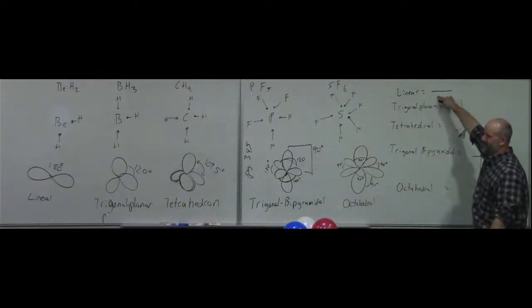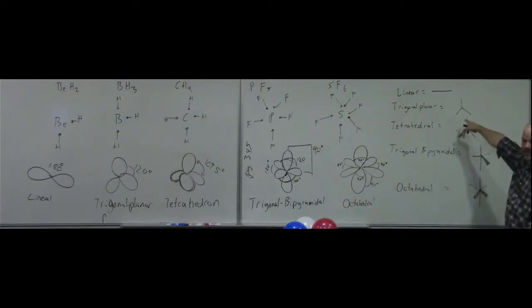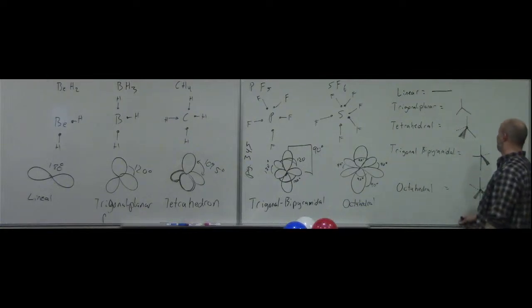Linear is easy, they just form a line. Trigonal planar is easy, right? It's just, what's it, BMW or whatever that uses that? Mercedes. Mercedes, yeah, I'm poor. I didn't even grow up seeing those.